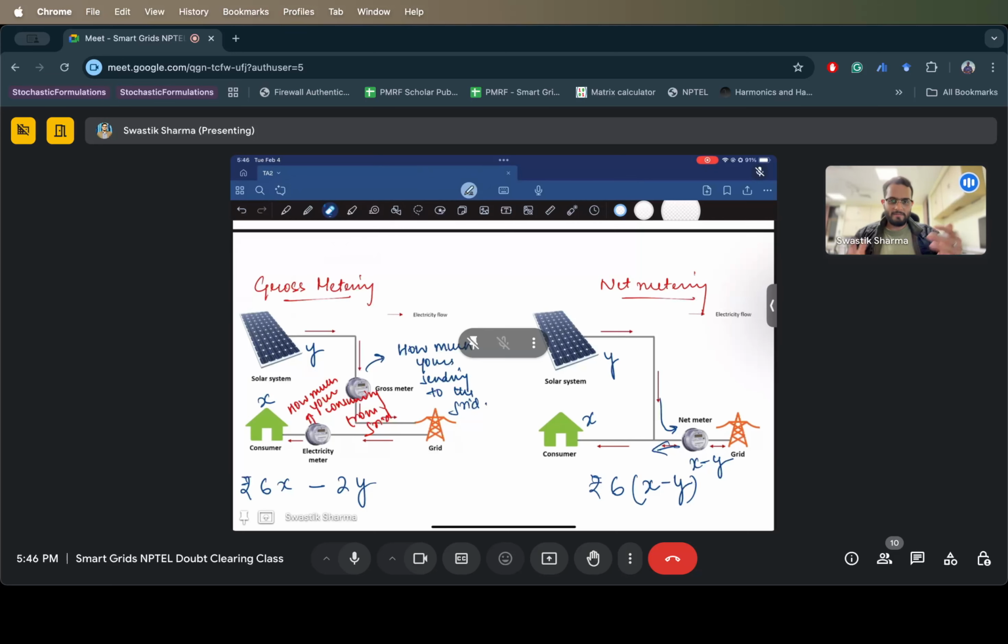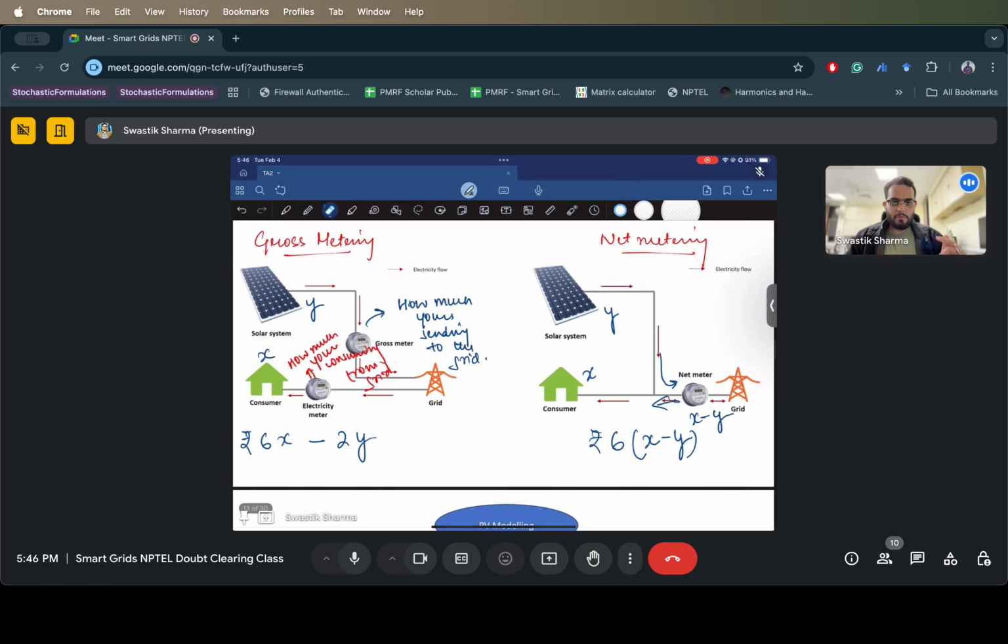So what I was discussing is there are two kinds of metering infrastructure for your rooftop solar PV cells. One is called gross metering, the other is called net metering. In gross metering, you have two meters. One meter tracks how much energy your solar PV array is producing, and the other tracks how much load your household is consuming. In net metering, there is only one meter which calculates the net of what you're producing minus your load.